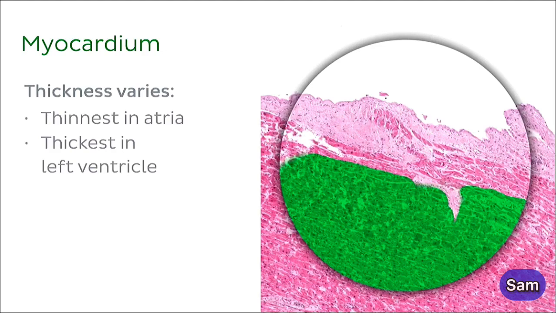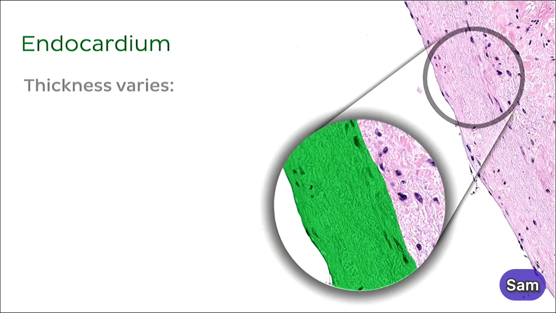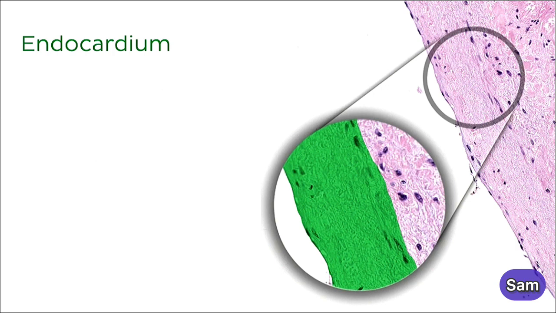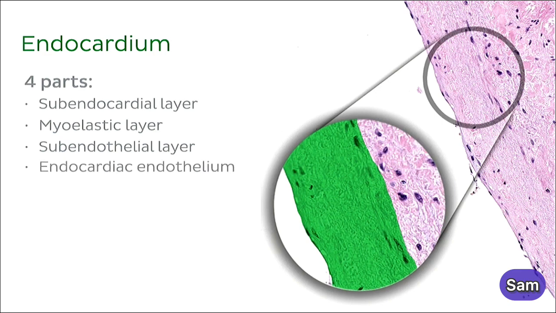The final layer of the heart wall is the innermost layer, and that's called the endocardium. And this is the layer on the inside of the chambers of the heart and is therefore in contact with the blood pumping through it. Once again, the thickness of this layer varies, and it's thinnest in the ventricles and thickest in the atria, the opposite of what we saw in the myocardium. The endocardium consists of 4 parts within it, and they are the subendocardial layer, the myoelastic layer, the subendothelial layer, and finally, the endocardiac endothelium, which is the innermost part.